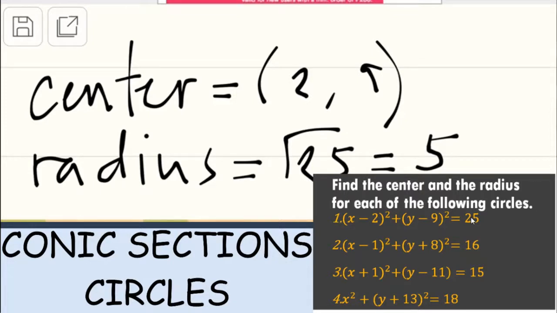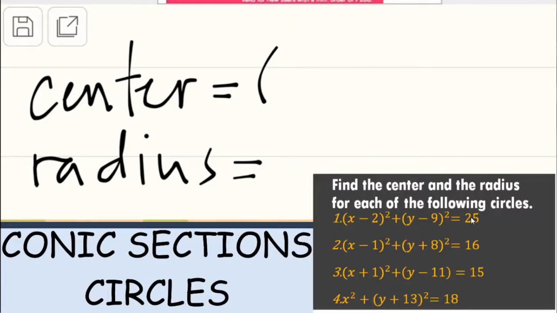So, let's try number 2. Here we have negative 1, so we know it becomes 1, that's the H. And then, the opposite of this is negative 8, that's the K. And then, square root of 16. Square root of 16 is 4. So, simple lang ganun. That's how to locate the center and radius.